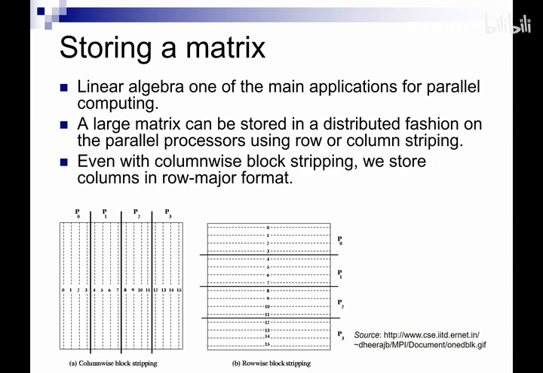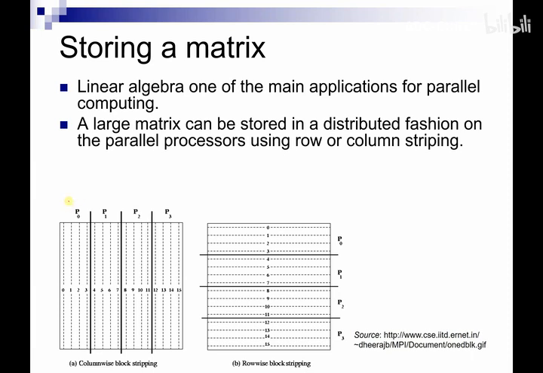So if we break up the matrix in terms of its columns, then we have a column-wise block striping. I think it's called striping, not stripping. I guess you could call it stripping also. So we have these columns, which are these strips, or stripes, whichever one. And then you can also do the row-wise block striping, where you break the matrix into rows, and you assign different sets of rows to different processes.